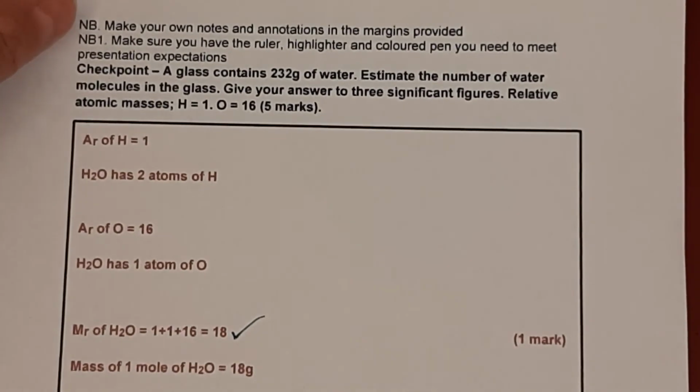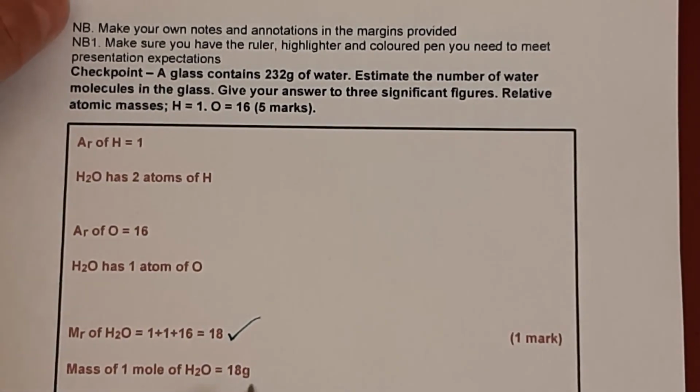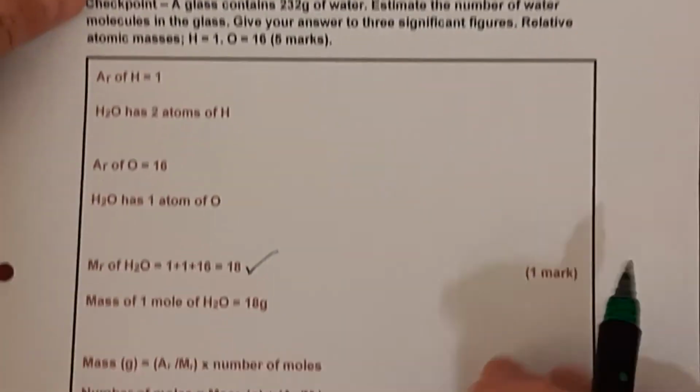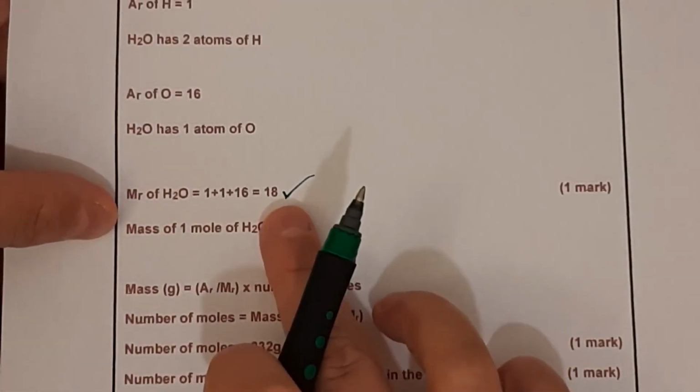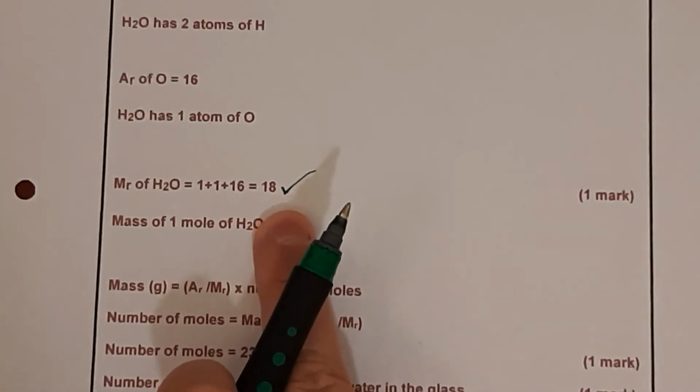Now, the mass of 1 mole of H2O is 18 grams. You could have used that to work it out, but there's no marks for this. The only mark is to work out that water has an Mr of 18. Zoom that in so we can see that more clearly.